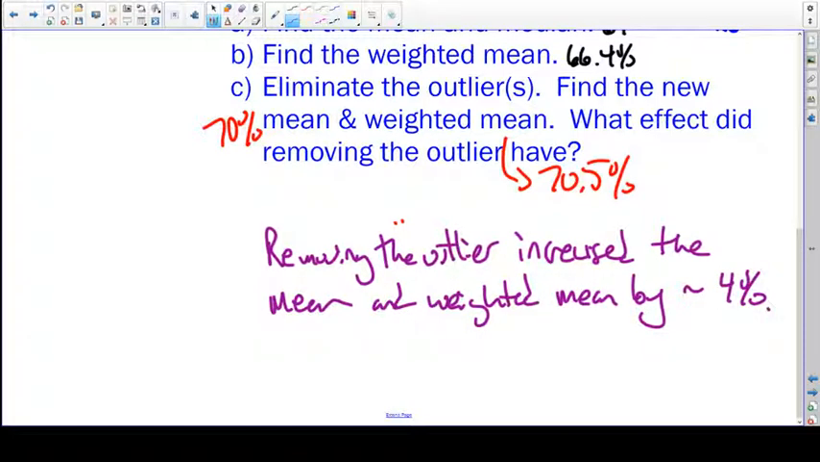So clearly, by getting rid of the outlier, it did have an impact on changing the mean and the weighted mean. And when we're taking a look at data, while we should always take all the data into account, we should ask ourselves a question: does the outlier represent a typical value in the data set? If it does, great. If it doesn't, then we should definitely consider getting rid of it and taking a look at what those measures of central tendency are with it removed.